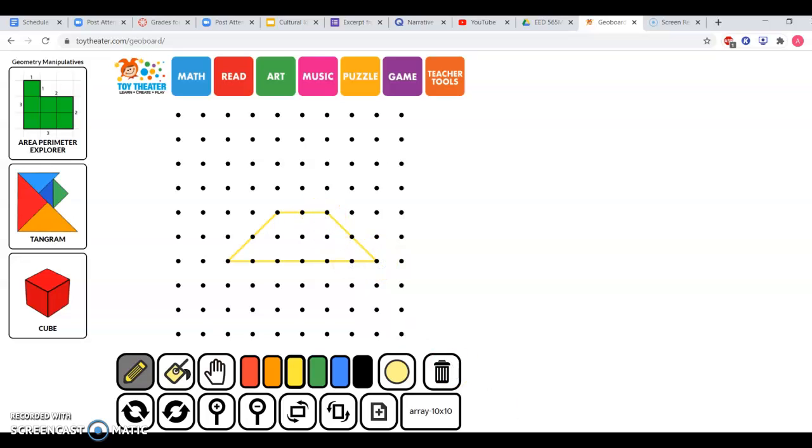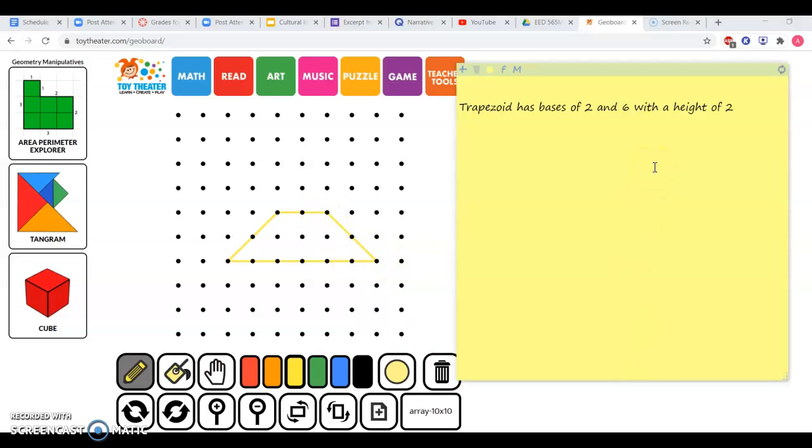Okay, so as you can see here, we have our trapezoid, like the problem says. And so the first way we can go ahead and solve this is we're going to find the area by counting. And we're just going to look at the boxes, and we're going to see what our area ends up being. Okay, so here we go.